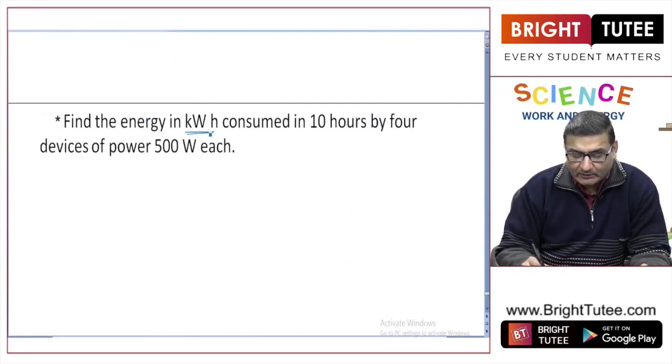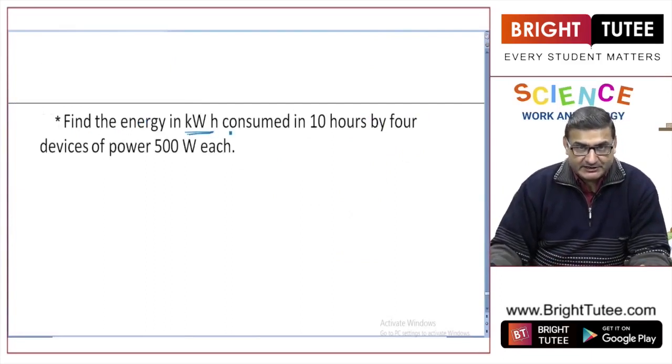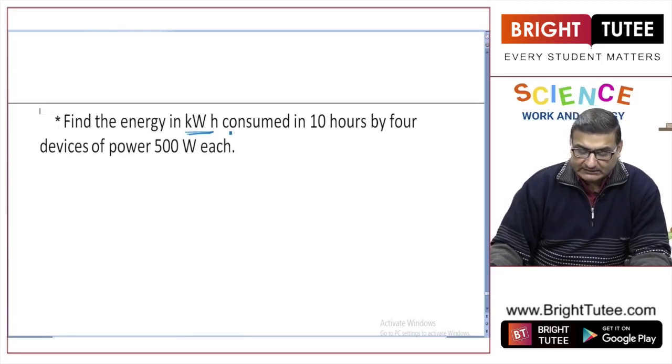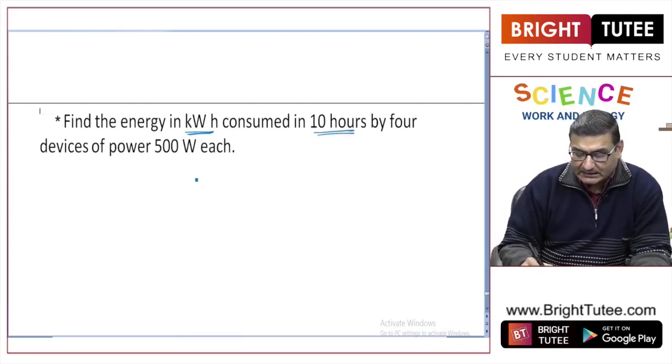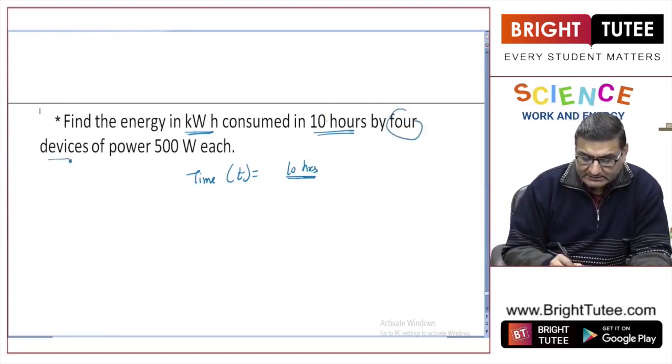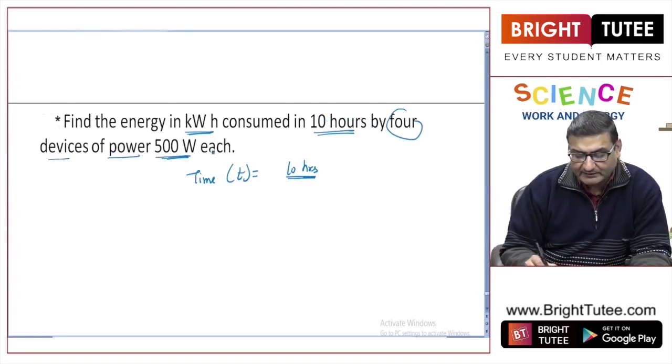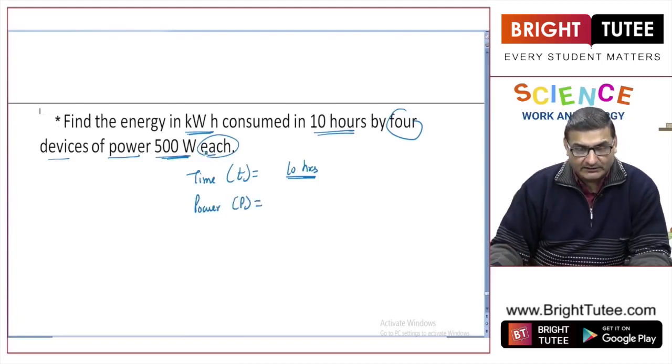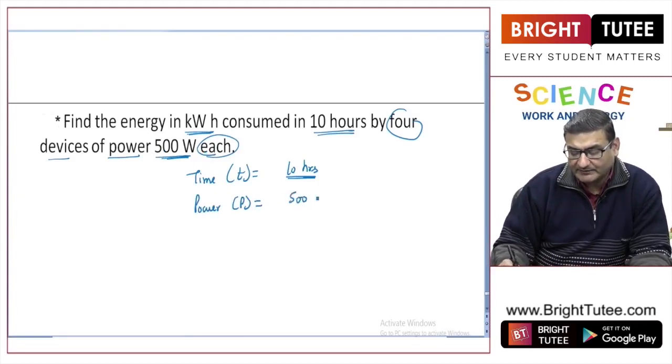Find the energy in kilowatt hour, in commercial unit. We are being asked to calculate the energy consumed in 10 hours. So, the time is given to us to be 10 hours, right? It is already in hours. By 4 devices of power 500 watt each. So, if the power of one device is 500 watts and there are 4 devices, therefore, the total power will be 500 watt multiplied by 4, that comes out to be 2000 watt.